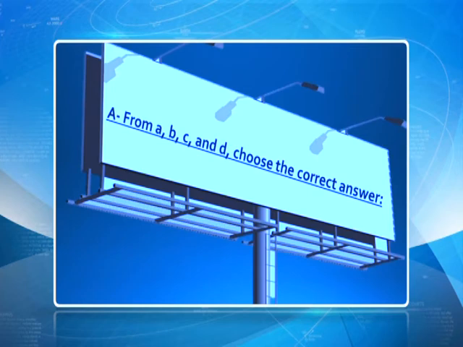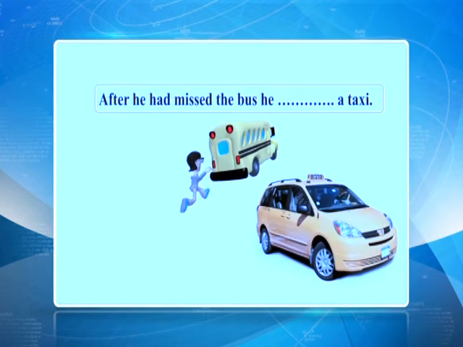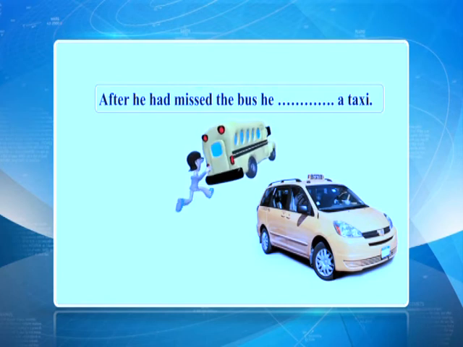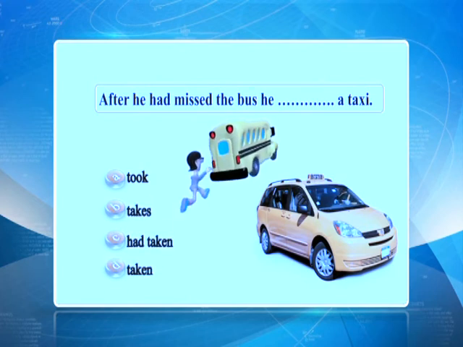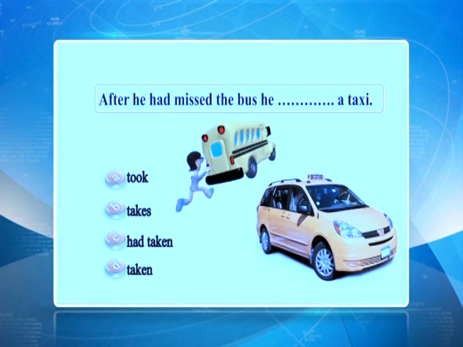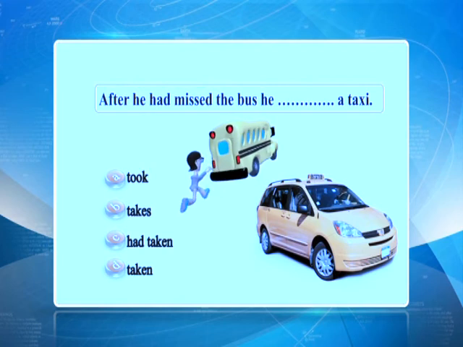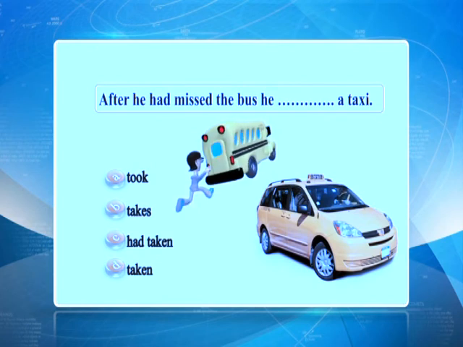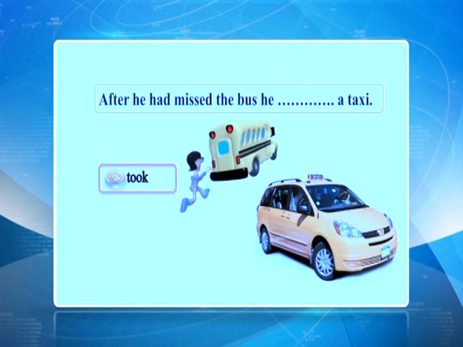From A, B, C, and D, choose the correct answer. After he had missed the bus, blank a taxi. So he took a taxi, he takes a taxi, he had taken a taxi, he taken a taxi. Now, here we have two different actions. Two actions happened in the past, but one came before the other. Which one came first? It's the fact that he missed the bus. So this verb should be in the past perfect tense, had missed the bus. The second action should be in the simple past tense. So here the right answer is took. After he had missed the bus, he took a taxi.